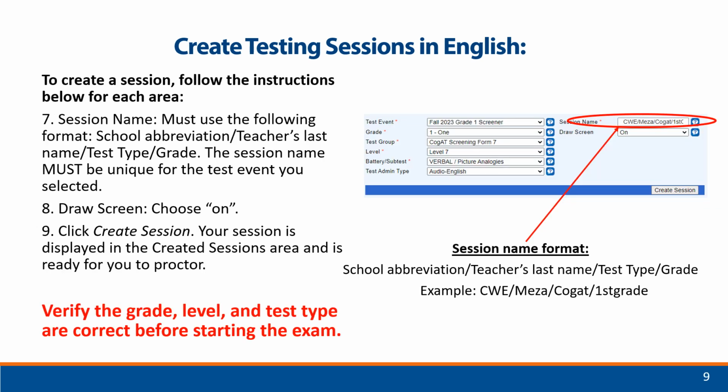Next step is creating the session name. Go ahead and follow the format below: school abbreviation, teacher's last name, test type, which is first grade CogAT screener, grade, and then go ahead and type in English after grade, so you know which one is the English session and which one will be the Spanish session. For number 8, draw screen, please choose on. And then last step is click create session.